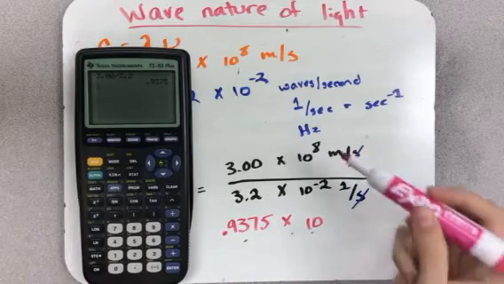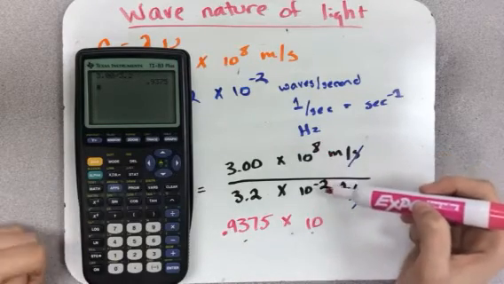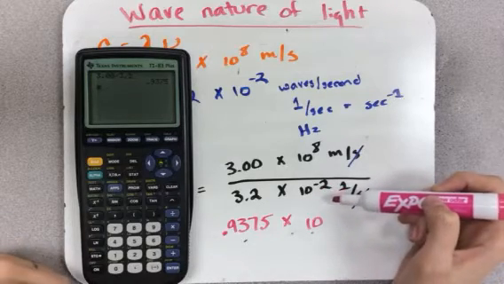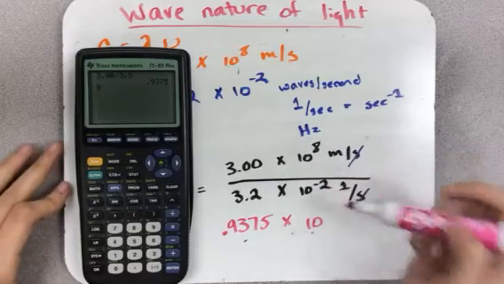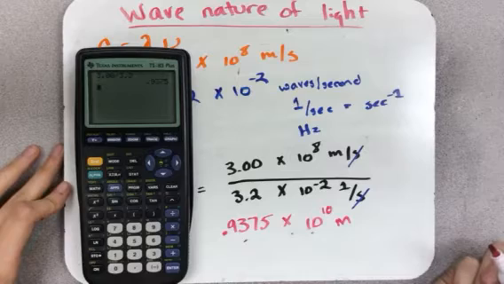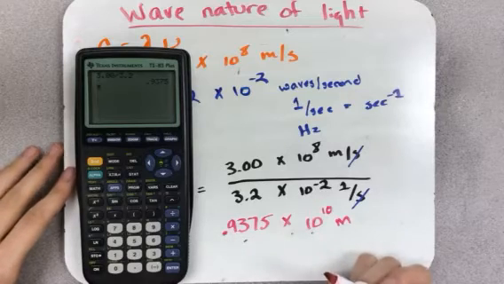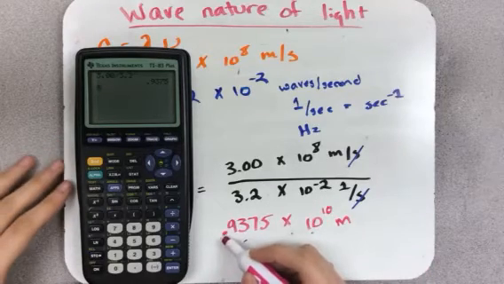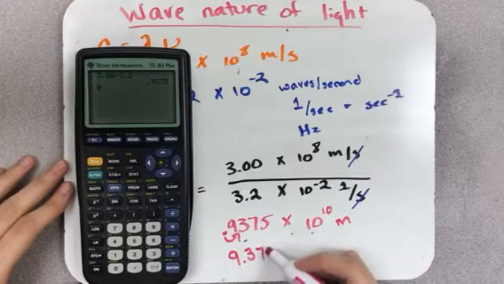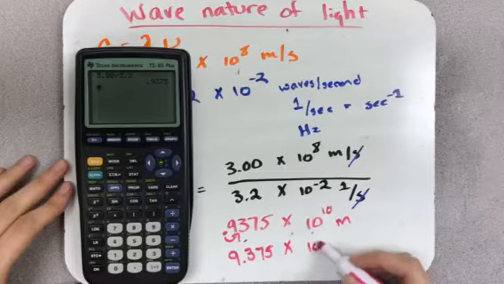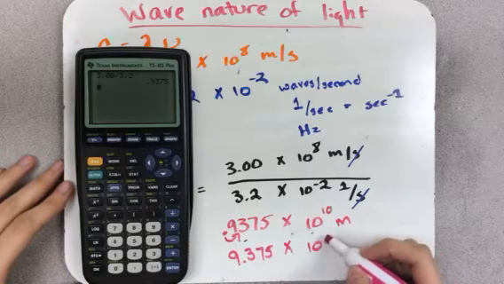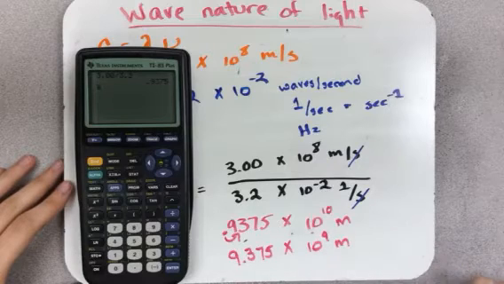times 10. And with division, you do 8 minus negative 2. And when you have minus negative, that is the same thing as addition. So 8 plus 2 is 10 to the 10th, and this is going to be meters. Note that this is not correct scientific notation, so we're going to move that decimal place so that we have 9.375 times 10 to the what? This number got bigger, so this number needs to get smaller. 10 to the 9th meters.